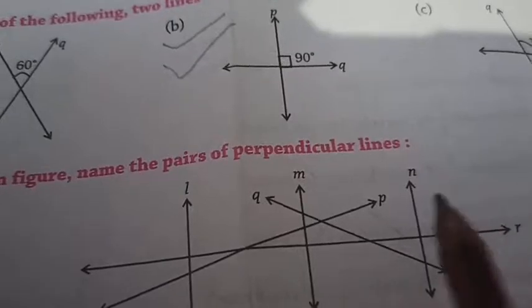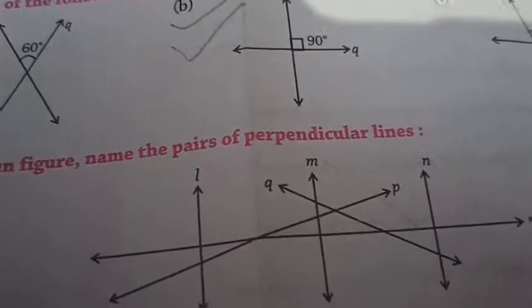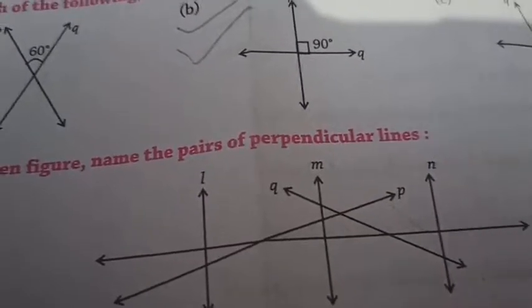Okay, so L and R, M and R, and N and R are perpendicular lines. So LR, MR and NR are the pairs of perpendicular lines. Okay, so you have to solve this.